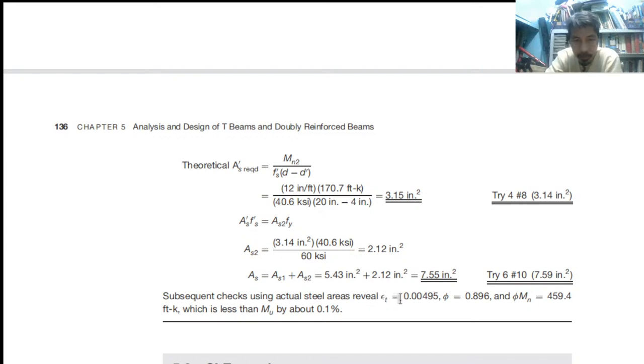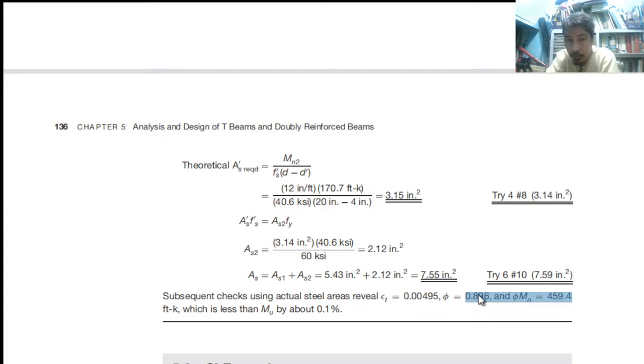So we have what? 0.00495. So in my case, I will accept this even though it is less than 0.005, because it is more than 0.004 anyway. So therefore, phi is not equal to 0.9. We have to do the ratio in proportion. Okay, let us do the ratio in proportion. How to do it? 0.003 to 0.005, that is the proportion. Okay, that is the straight line, 0.003 to 0.005. I showed you two types of straight line. I already showed you.